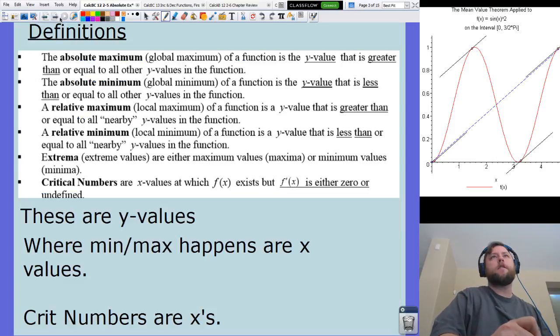Let's begin. A few definitions right here. We have the idea of the absolute maximum and the absolute minimum. These are what we sometimes call the global maximum and minimum. Maxes and mins are y values, and it's the biggest or smallest y value on the function.